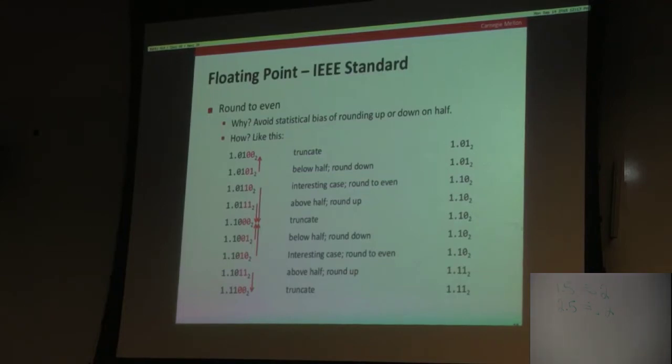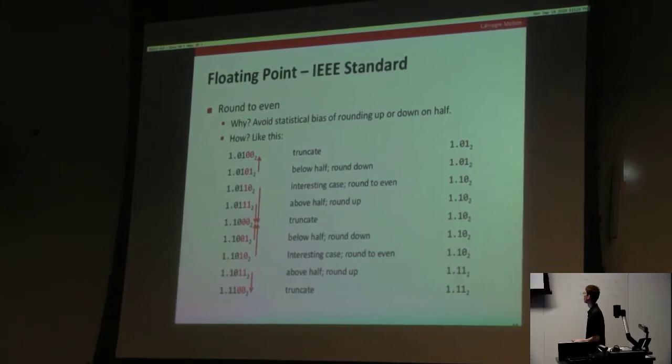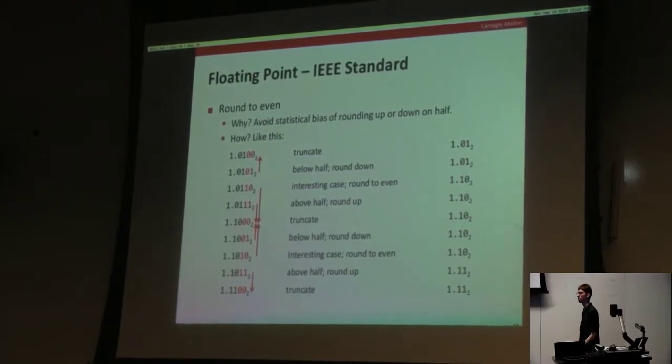And this is a good rounding scheme. So you see here, in the normal cases, where you're not exactly halfway between something, you do what you would expect. If you're below halfway between, you round down. If you're above halfway between, you round up. But when you're exactly in between, you'll round towards whichever number is even.